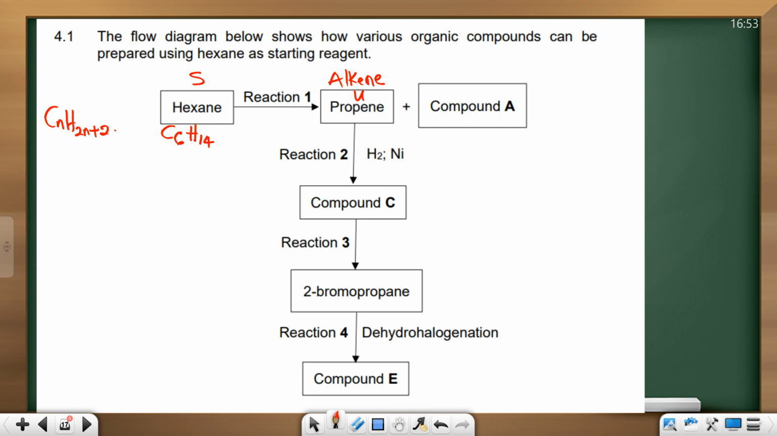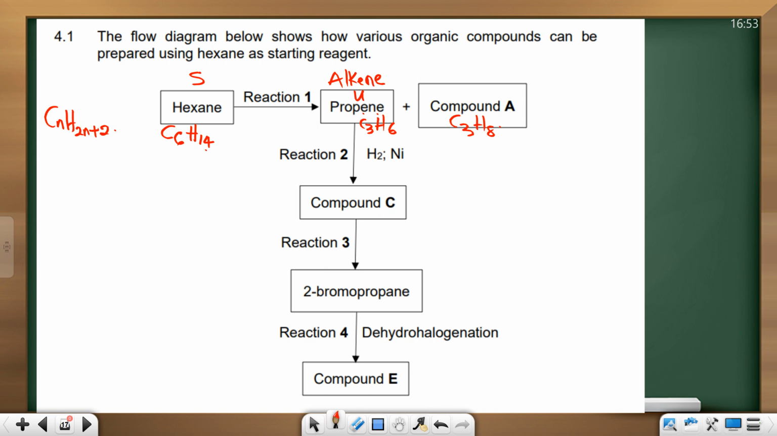Now we have a propene. Prop is 3. One thing I check is how many E's this has: 2. I'm going to multiply my 3 by 2. What is this? C3H6. Can we find compound A quickly? How many carbons do I have here? 6. I have already taken 3. How many do I have left? 6 minus 3. 14 minus 6. Done. Compound A is already done.